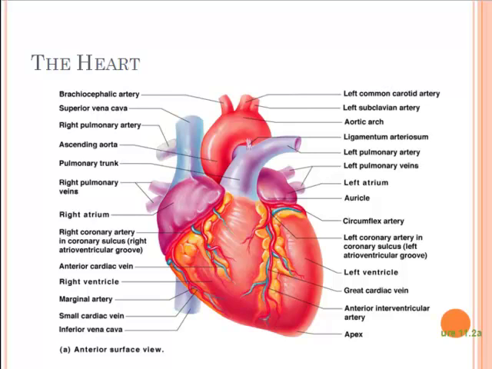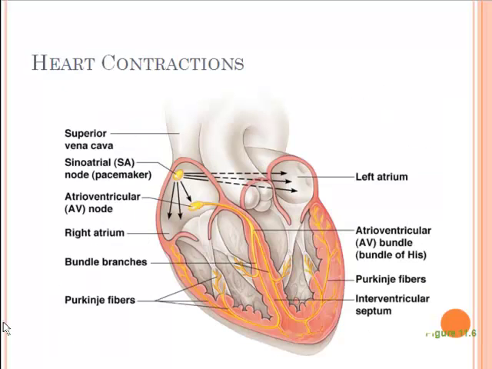You can see the shape of the heart, and you can see the different parts, the different vessels and things that are coming off the heart. All of that is part of the anatomy of the heart. Physiology of the heart, on the other hand, is the function of the heart. One of the functions of the heart is contraction, being able to pump the blood around the body.